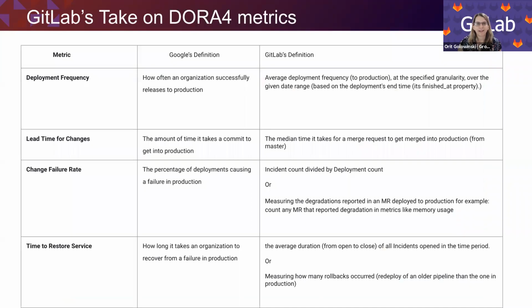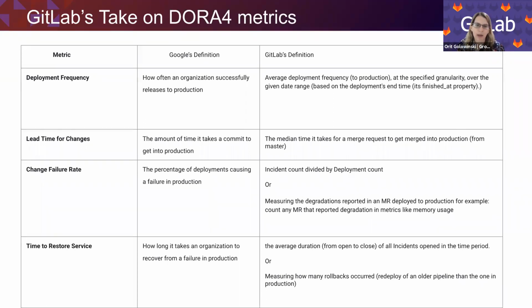So the GitLab take on the DORA metrics is as follows. The definitions are very generic, and so it's really important to understand how they are defined. The classic definition of deployment frequency is how often an organization successfully releases to production. In GitLab, we're also doing a very similar measurement. We're doing the average deployment frequency to production at the specified granularity over the given date range. So you can set a timestamp or say, I want to know my deployment frequency for the last week or month or 90 days and so on.